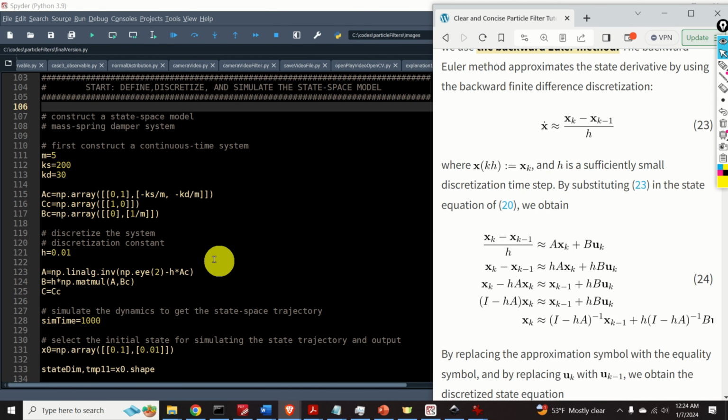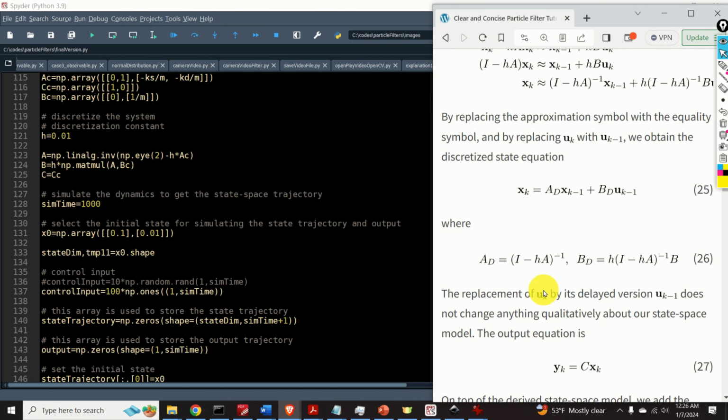Next, we need to discretize our state space model. The first step is to select the discretization constant h. Over here, I choose h to be 0.01. The A and B matrices of the discrete time state space model are defined over here. The matrix C stays the same. Consequently, here's how we define the matrix A, corresponding to AD over here, and matrix B, corresponding to BD over here, and the matrix C stays the same.